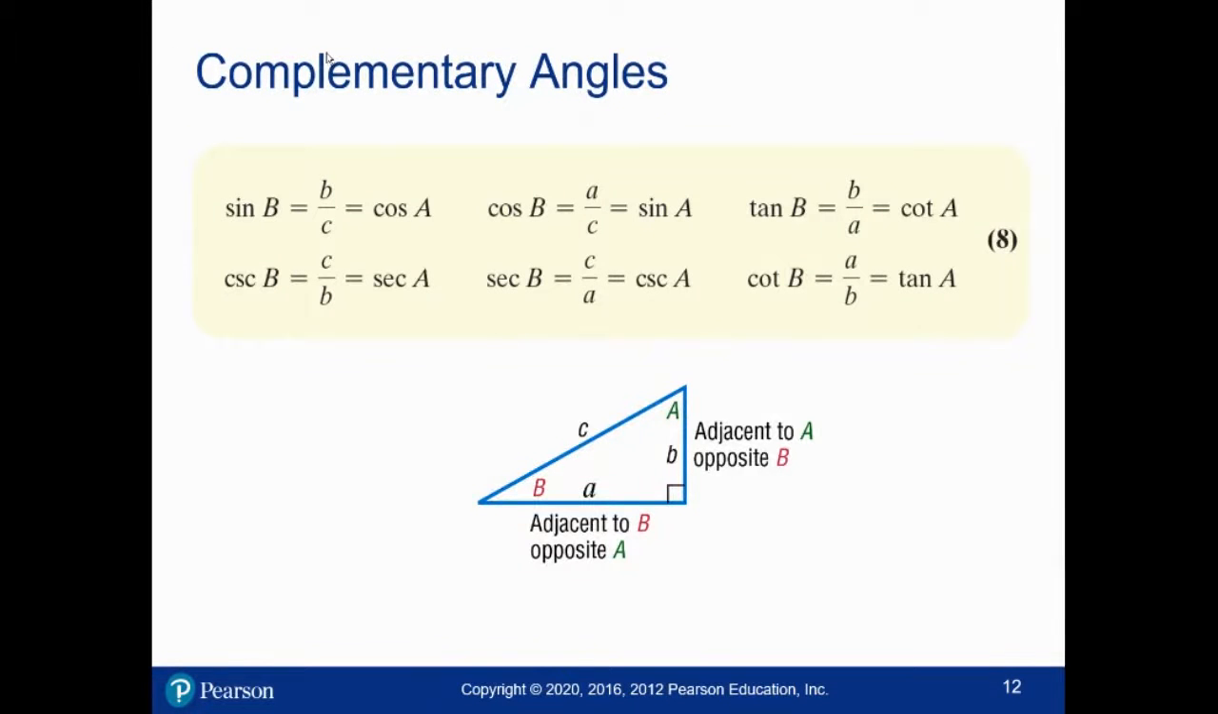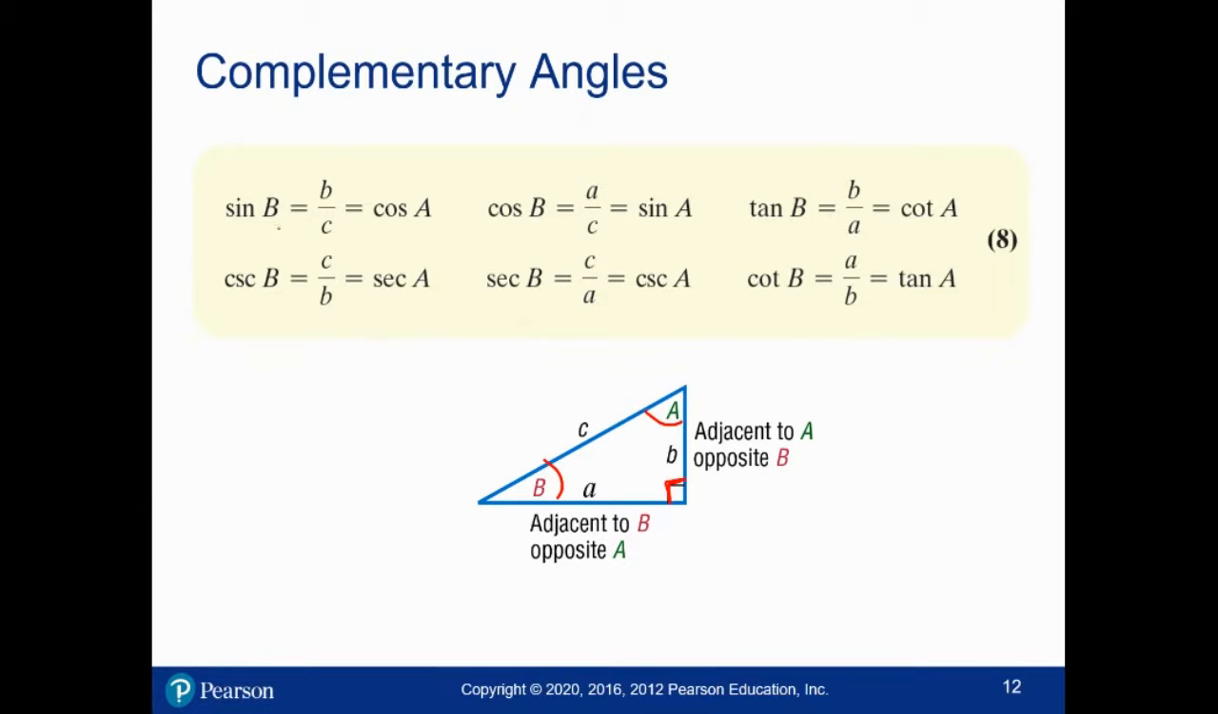So as was mentioned in a previous video, complementary angles are angles that add up to 90 degrees or to pi over 2 radians. So this angle B and this angle A are complementary because the angles of a triangle add up to 180. Since I already have 90 taken care of, these must add to 90 degrees. Complementary is really just a term meaning they belong to the same right triangle.